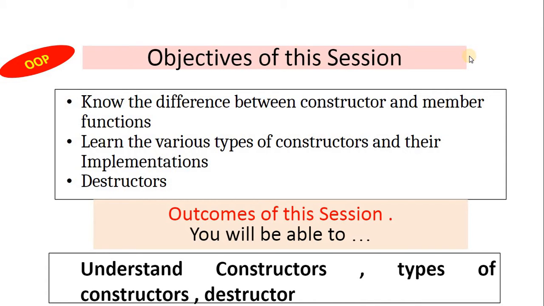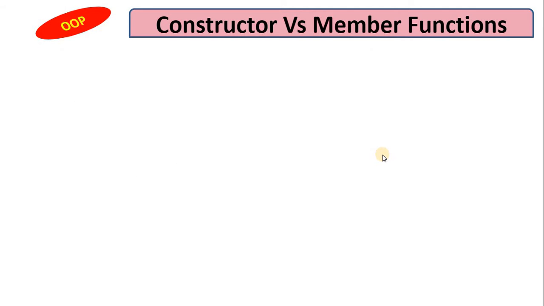The objective of this session is to know the difference between a constructor and a member function, and to learn the various types of constructors, their implementation, and the destructor. Before going into constructor versus member function, we know from the last video that a constructor is used to initialize the values of the data members.